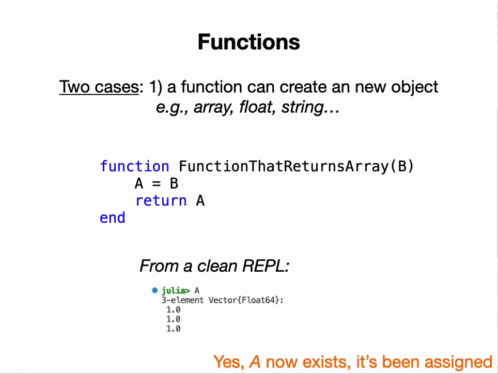Let's check it. Okay, type A in the REPL, and now you should see that A exists, and it's equal to a vector containing 3 ones. So A has been successfully assigned. So that's the example of a function that creates a new object and returns it.